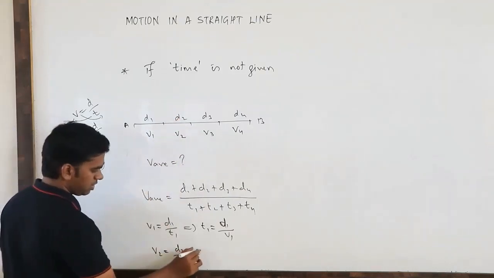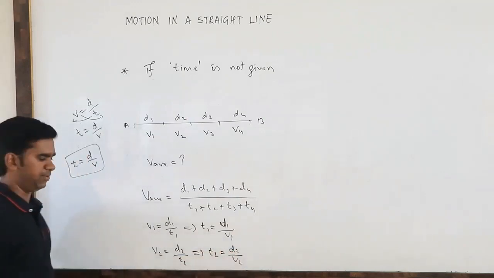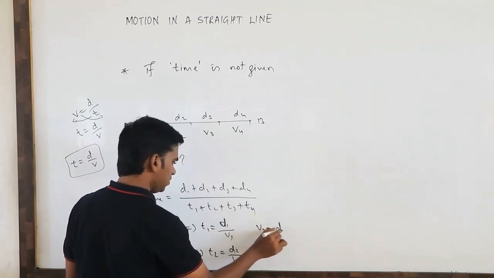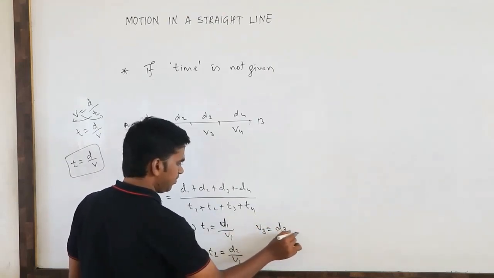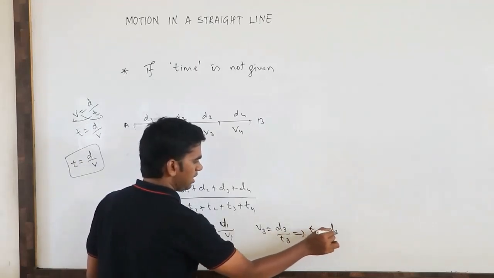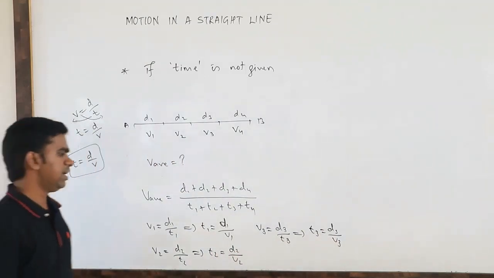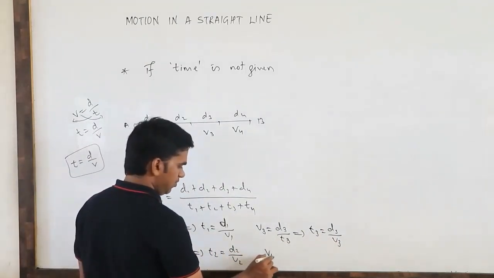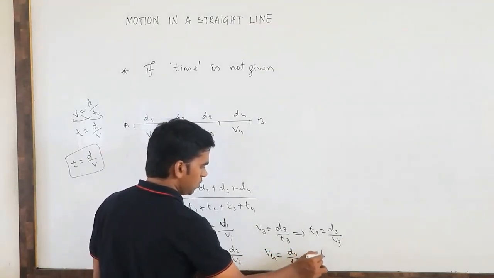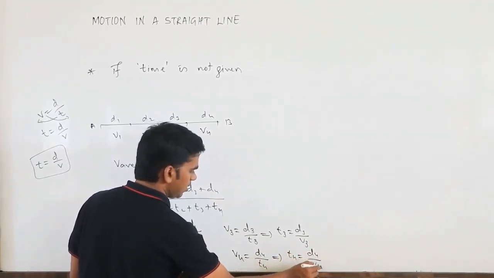d2 is not given, so t2 is what? t2 is d2 divided by v2. Similarly, v3 is equal to d3 by t3, which implies that t3 is equal to d3 divided by v3. Similarly, v4 is equal to d4 by t4, so t4 is equal to d4 divided by v4.